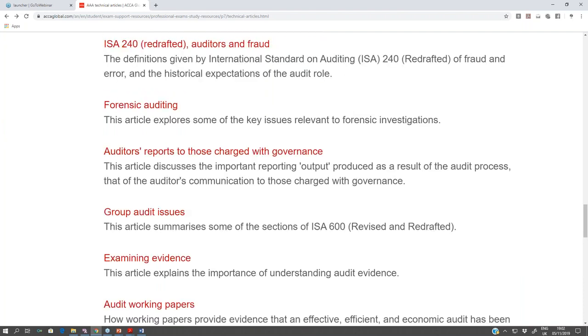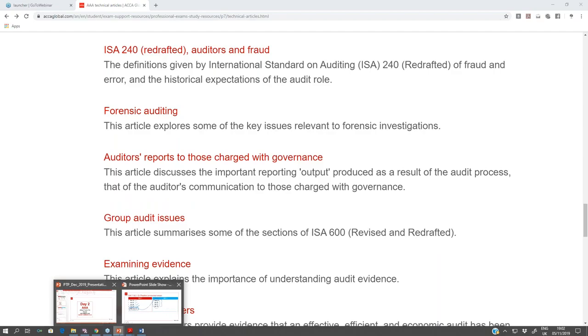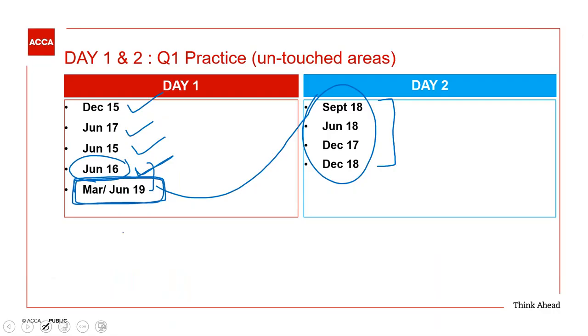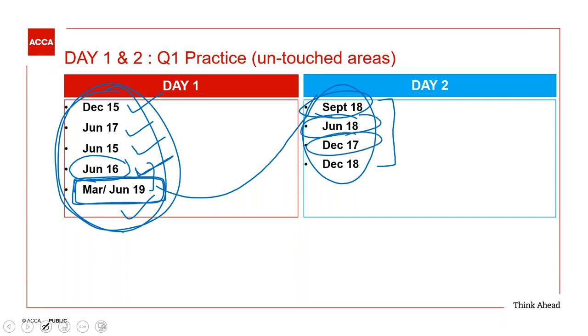So we are off this question as well now. That's completing the March, June 19 question as well. So all questions from day one are now wrapped up. We need to start looking at the questions for day two now, to see what has come in the September 18 question, what has come in the June 18 question, what has come in the December 17 question, and what has come in the December 18 question.